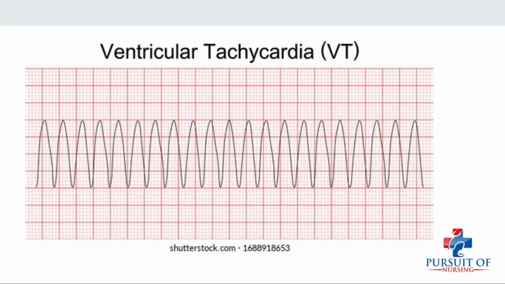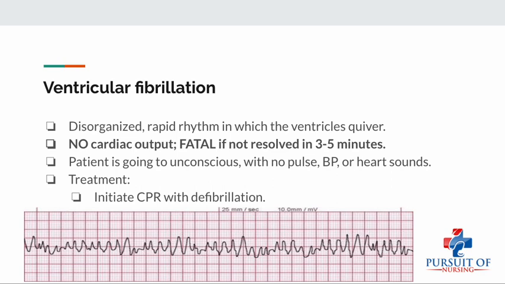This is what ventricular tachycardia is going to look like. It's kind of like a sawtooth pattern. You're going to see this on the EKG.